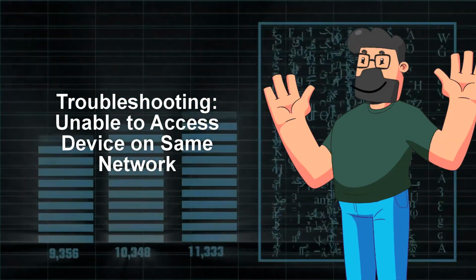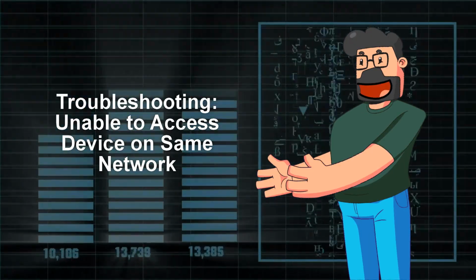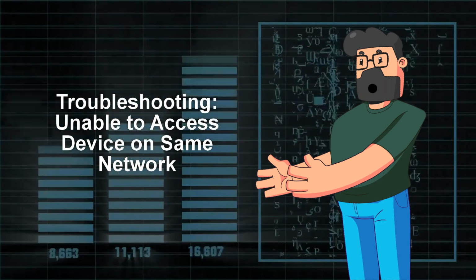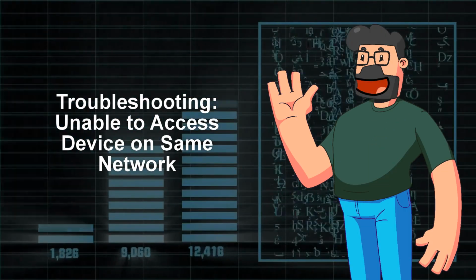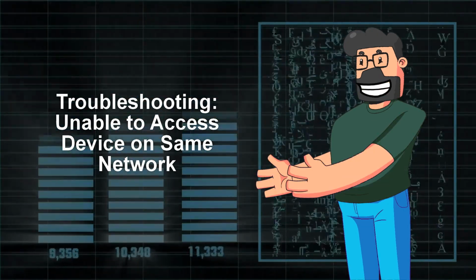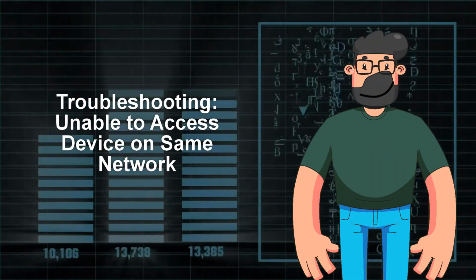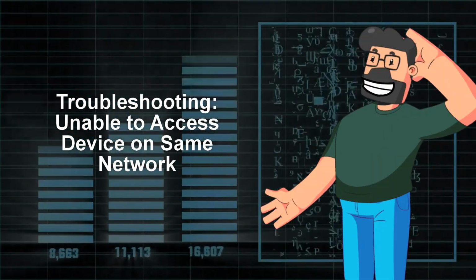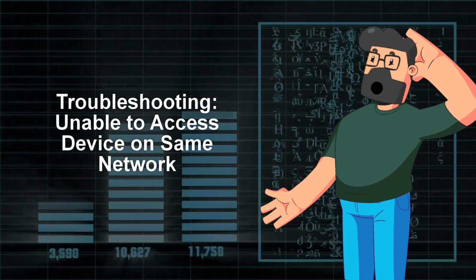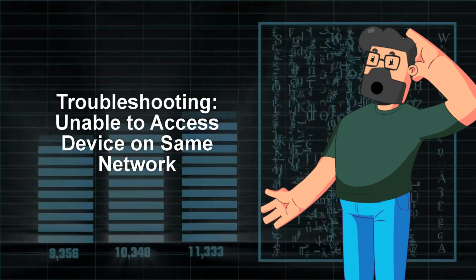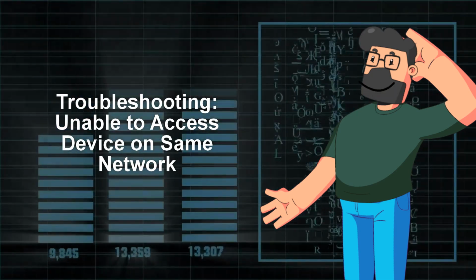Welcome to a new video where we tackle a common tech problem that many of us have faced at some point. Picture this. You have three devices connected to the same wireless network: a laptop, a desktop, and a phone. On both your laptop and desktop, you're running a simple HTTP server. Everything seems to be working fine, except for one pesky problem that arises when you try to access the server on your laptop from your phone.